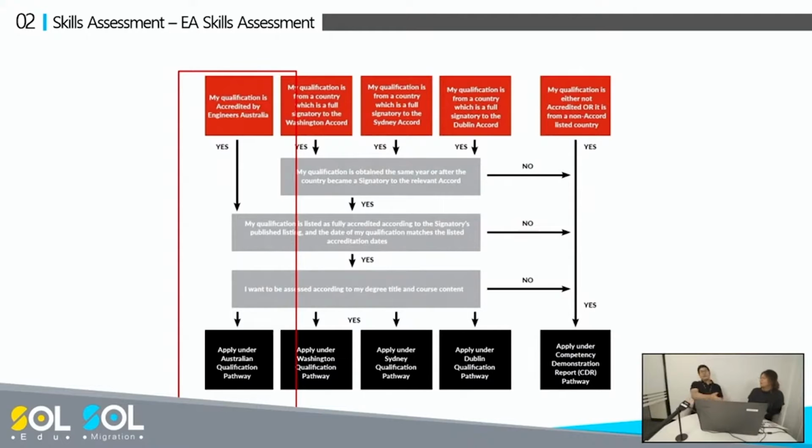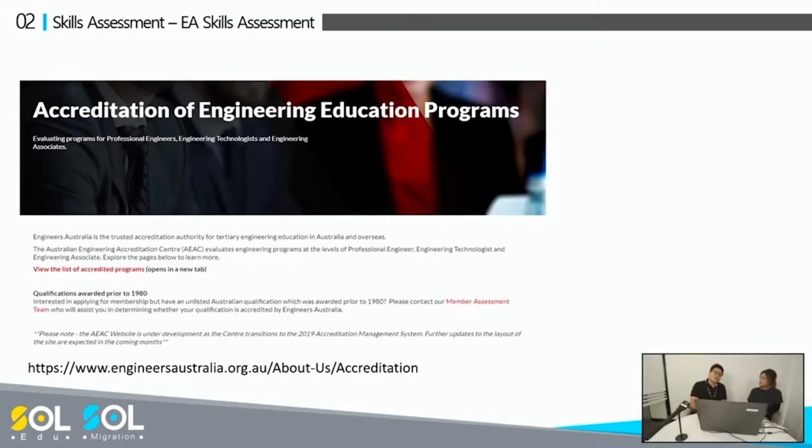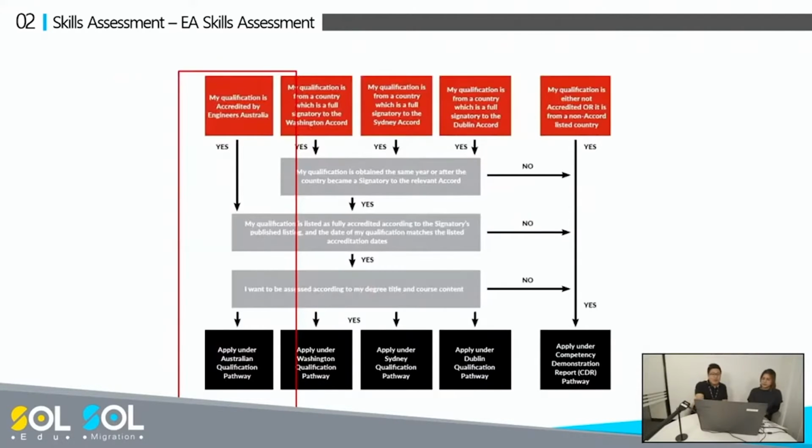For example, Kate mentioned that there are two schools in Queensland. The first school is TAFE Queensland. They provide an associate degree. If you look at the Engineers Australia accredited course list, you can simply find TAFE Queensland and the associate degree on the list, which means we can simply use this skill assessment stream from the EA.